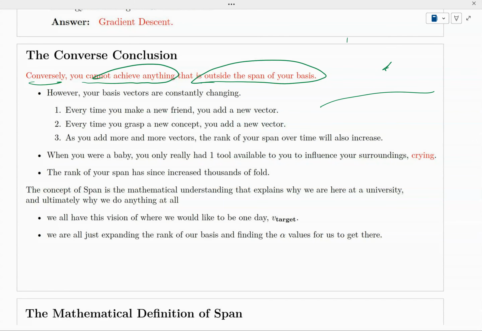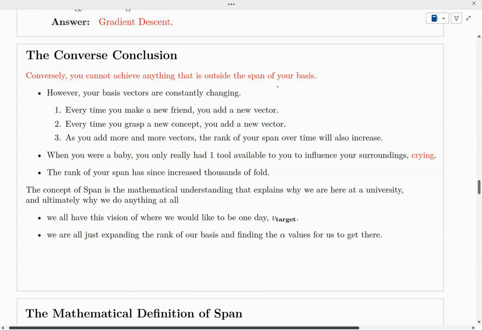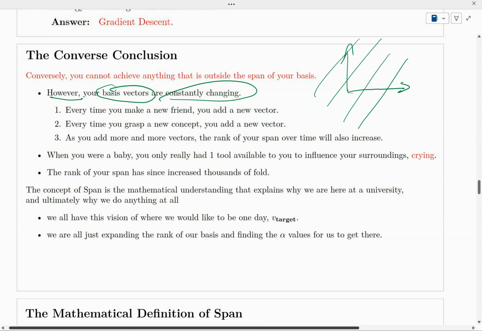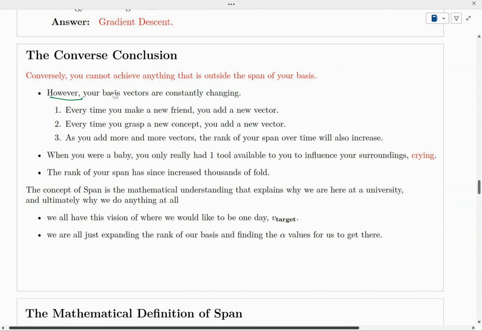So if a heart is here and you're going that direction, no matter how far you go, you can never achieve the point. So if it's outside of the span of your basis, it's outside of possibility, the realm of what you can achieve. However, what is interesting in life is that your basis vectors are constantly changing. So just because right now you only have one tool, maybe tomorrow you have two, and suddenly the total dimension you cover is no longer one dimension, but two dimensions, right?